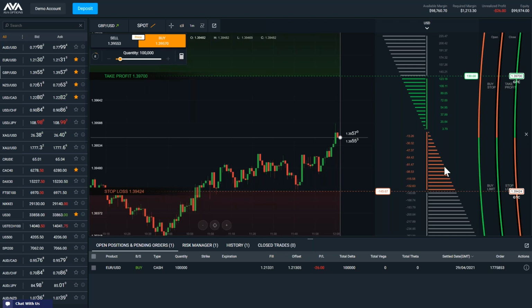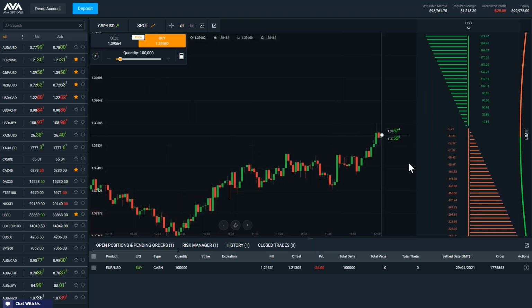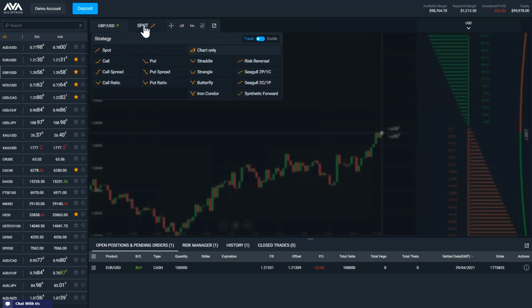Why do we have this kind of a P&L diagram? Because we want to talk about options. Instead of trading spot right up here, I can click this strategy button and choose an option or an option strategy. So we're going to keep it simple. Let's just focus on a call option for now.